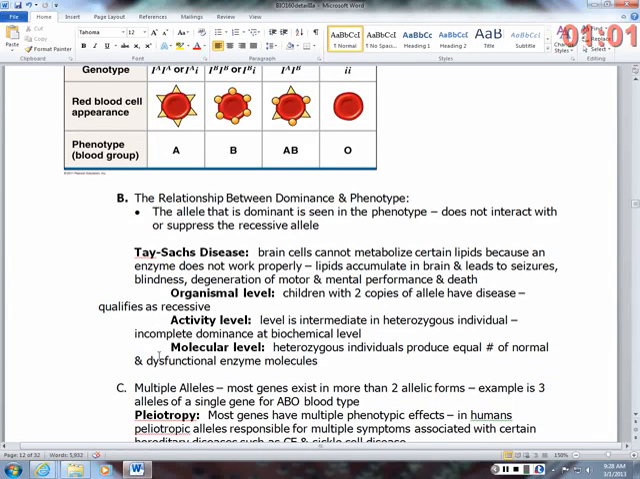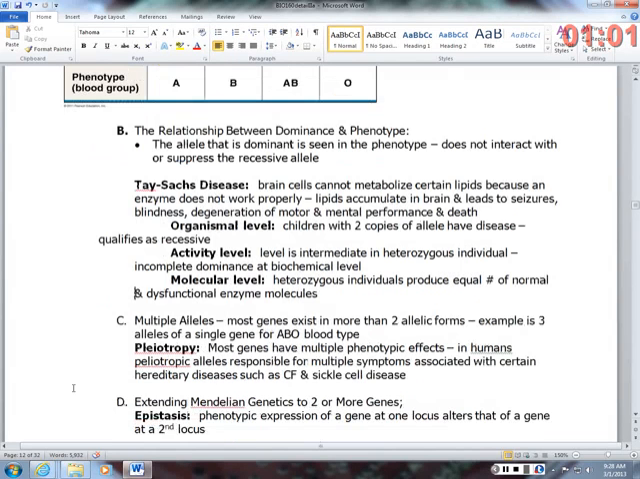At the molecular level, the heterozygous individuals produce an equal number of normal and dysfunctional enzyme molecules, but it's enough to keep them functioning. They don't make as much as a normal person, but they don't manifest this disease because they make enough.